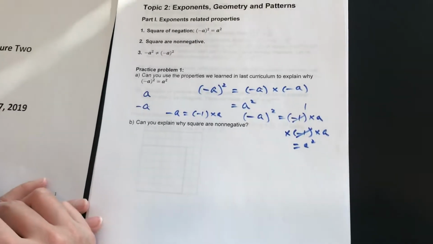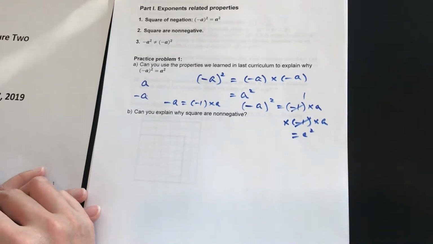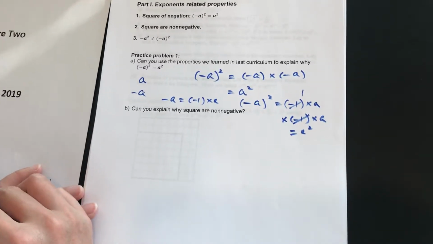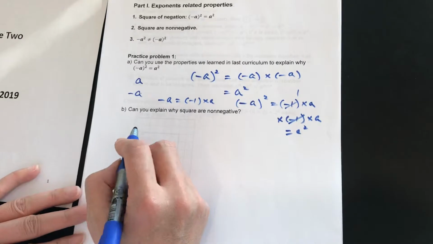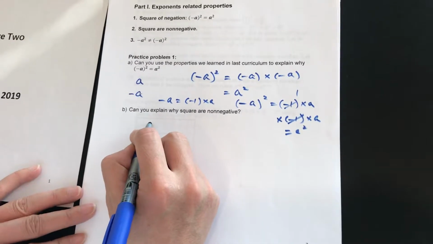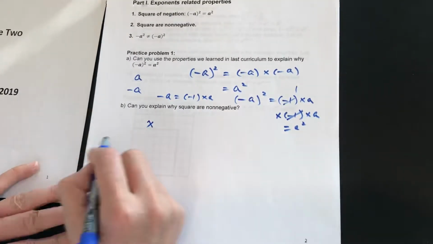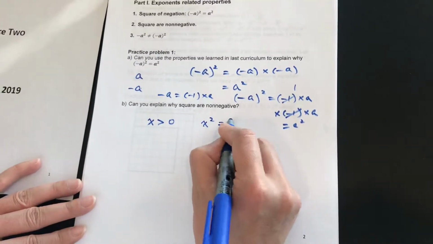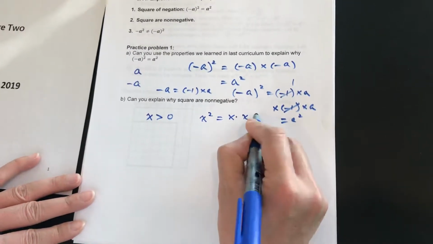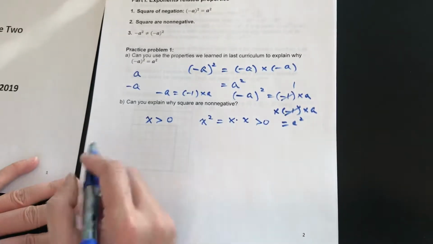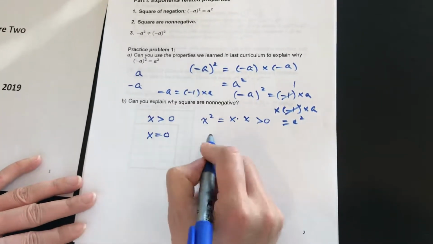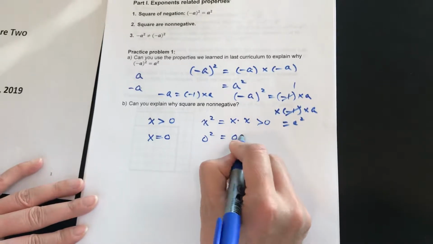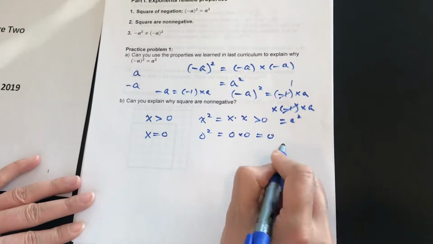Part B, can you explain why squares are non-negative? Students can use, for example, if you have a number that is positive, say that number is x greater than 0. Then x squared equals x multiply x, which is going to be greater than 0. When x equals 0, 0 squared equals 0 multiply 0, that is 0.